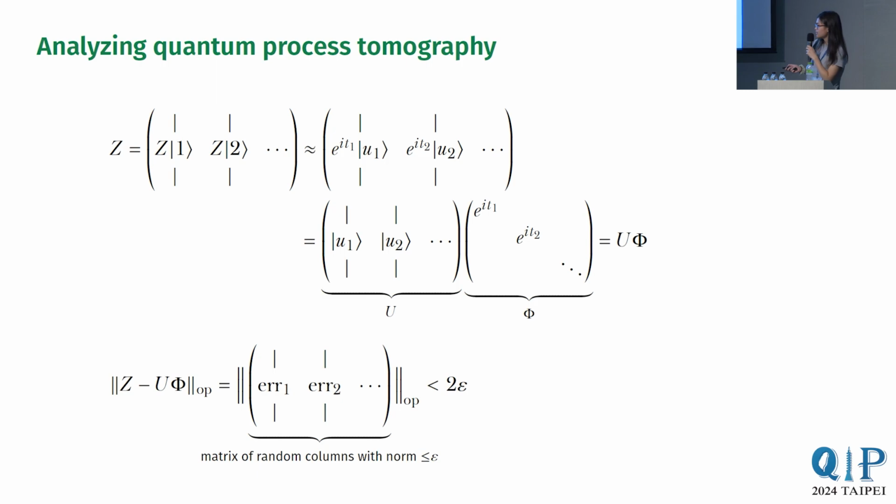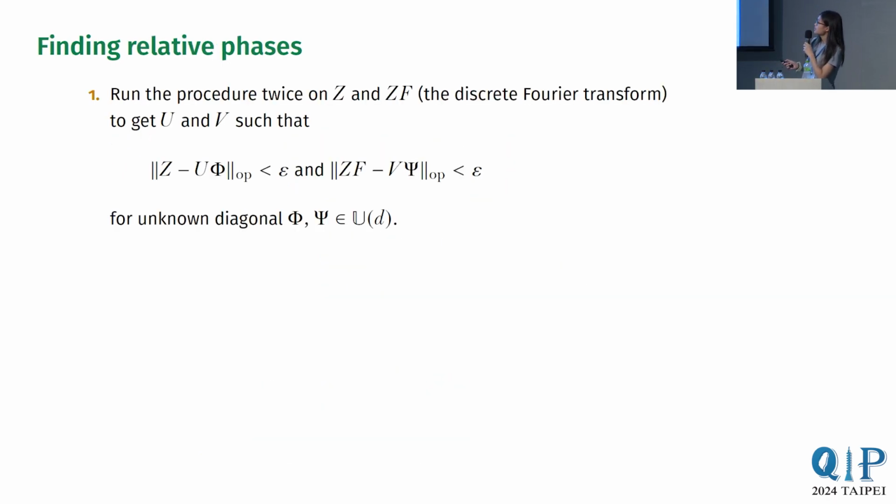Okay, so all that we need to do now is to estimate these phases. Because there's a different phase on each column that we potentially don't know, and we need to fix this. So what we're going to do is apply the same procedure to two different bases. We're going to choose the computational basis, and we're going to choose the Fourier basis. So we apply our procedure that I mentioned before on Z and ZF, where F is the discrete Fourier transform. And we get these estimates U and V, which up to these column-wise phases are close to Z and ZF.